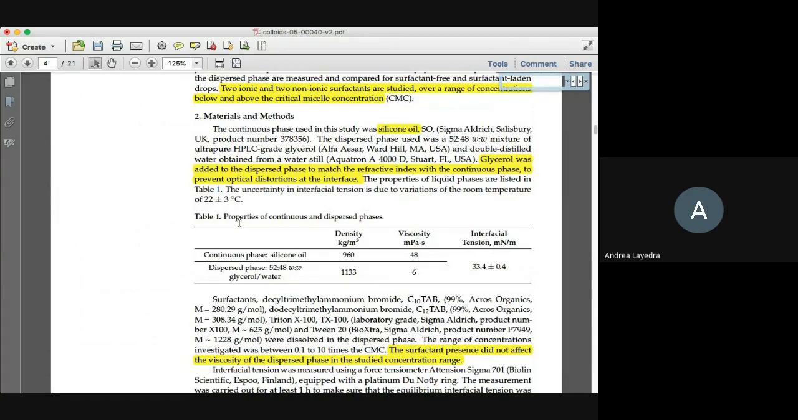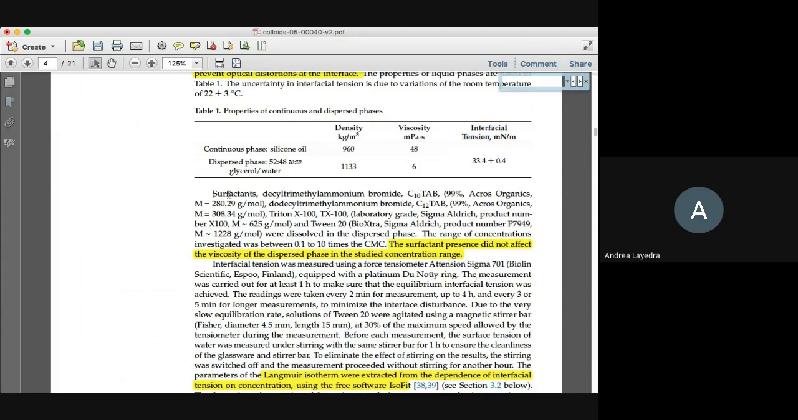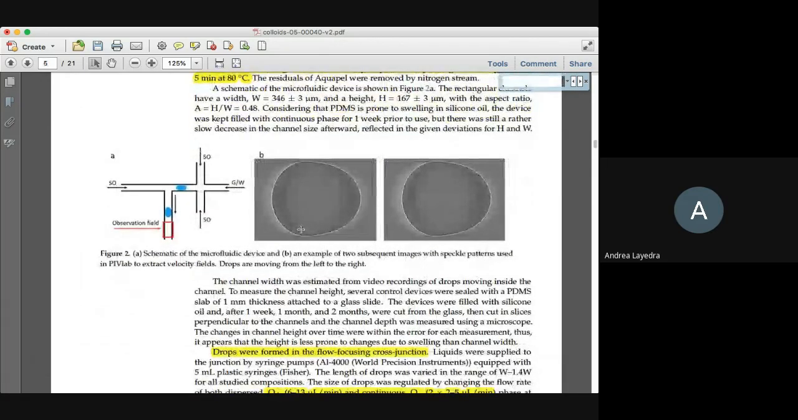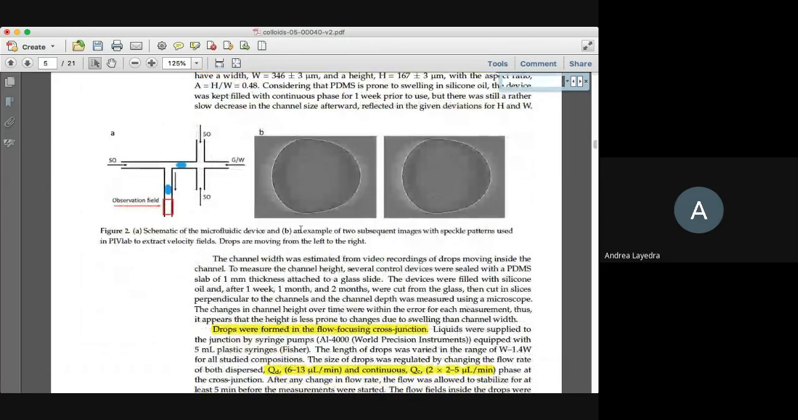Here are the properties of the continuous and dispersed phases, as you can see, the density, viscosity, and the interfacial tension. So this is the most important parameter, as the surfactants are going to decrease the interfacial tension. Here are the surfactants that they use, some ionic and non-ionic surfactants, and they are going to use these particles that are 200 nanometers, so that they are going to be used as tracers.